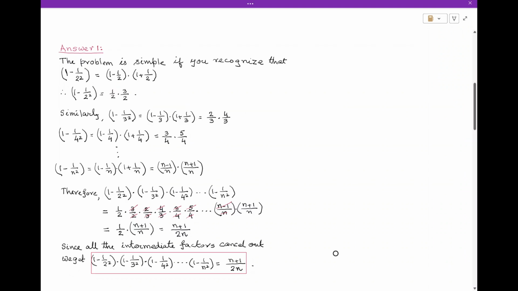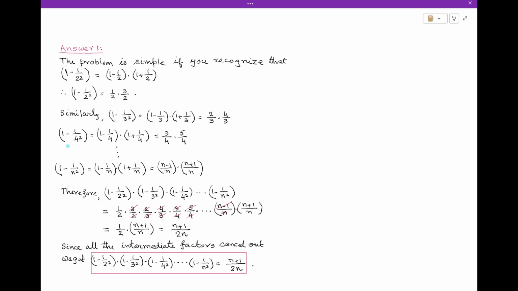The problem is simple if you recognize that 1 minus (1 by 2) whole squared is equal to (1 minus 1 by 2) multiplied by (1 plus 1 by 2). That is, 1 minus 1 by 2 squared is equal to 1 by 2 multiplied by 3 by 2. Similarly, 1 minus 1 by 3 squared is equal to (1 minus 1 by 3) multiplied by (1 plus 1 by 3), and that is equal to 2 by 3 multiplied by 4 by 3.